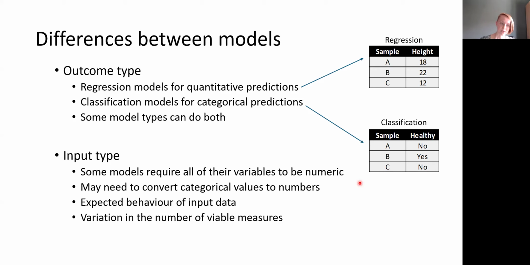And the other difference is the input type of data that we have. So some models require all their variables to be numeric. So that may mean that we have to convert any categorical values to numbers, which we will see today. There's also sometimes expected behavior of our input data. So some models need our data to be normally distributed or on a similar kind of scale. And there's also variation in the number of viable measures or the data set size that you might need for different model types. So some work well with less data, some work well with more data, essentially.